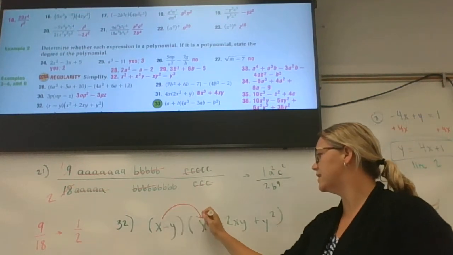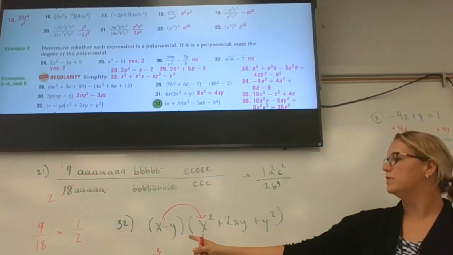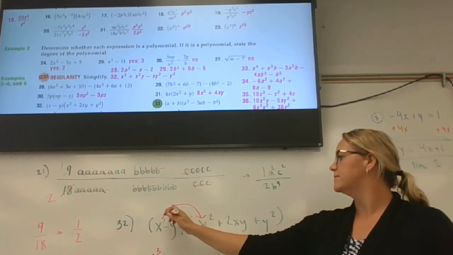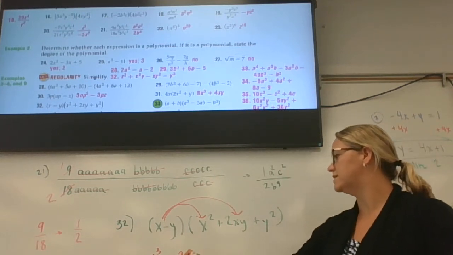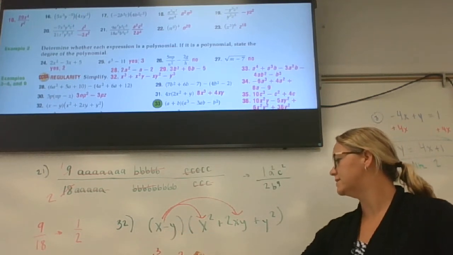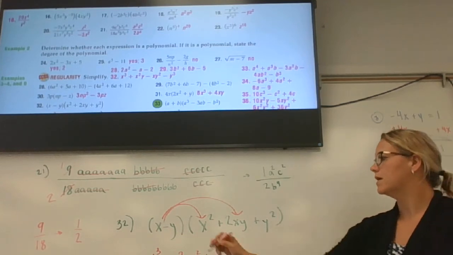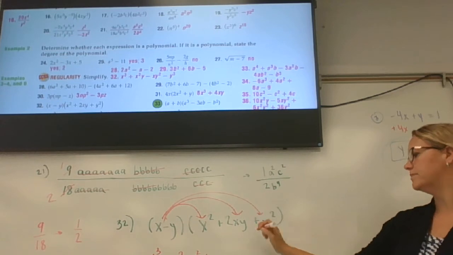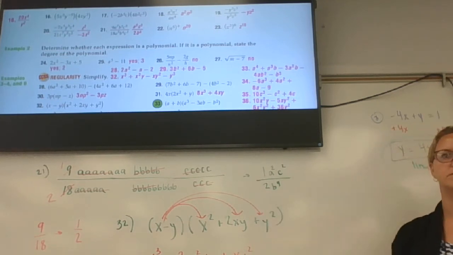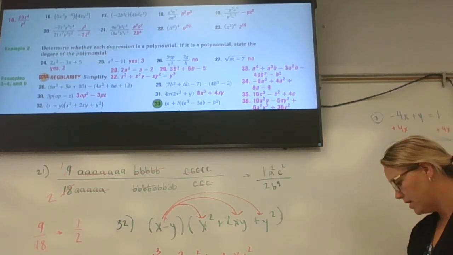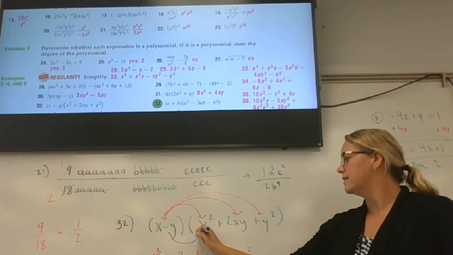Alright, so x times x squared will be x cubed, because there's an invisible 1. When you multiply same base, you add exponents. X times 2xy would be, the 2 stays the same. X times x is x squared. And then the y stays the same. X times y squared, just jam those right next to each other, xy squared. Do the same thing with the negative y.